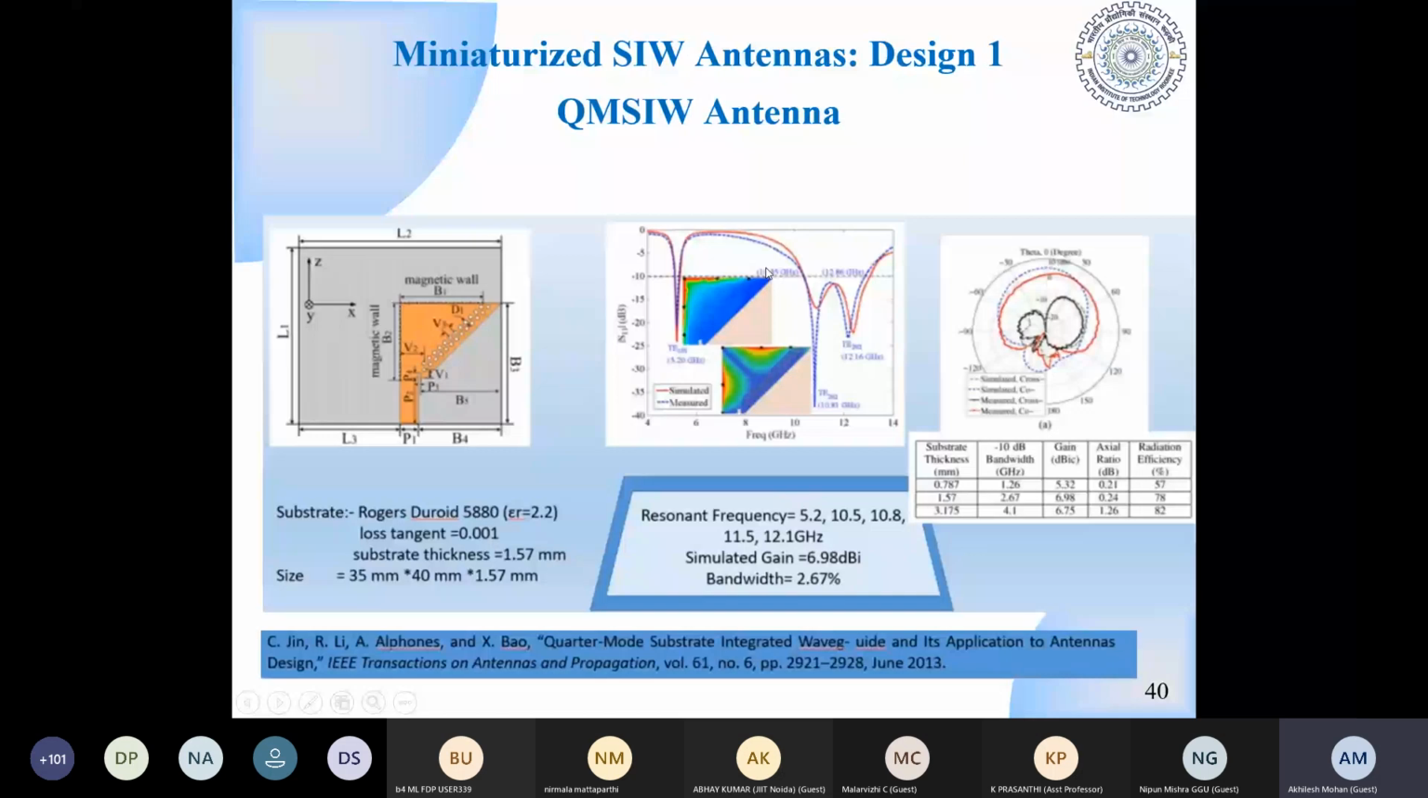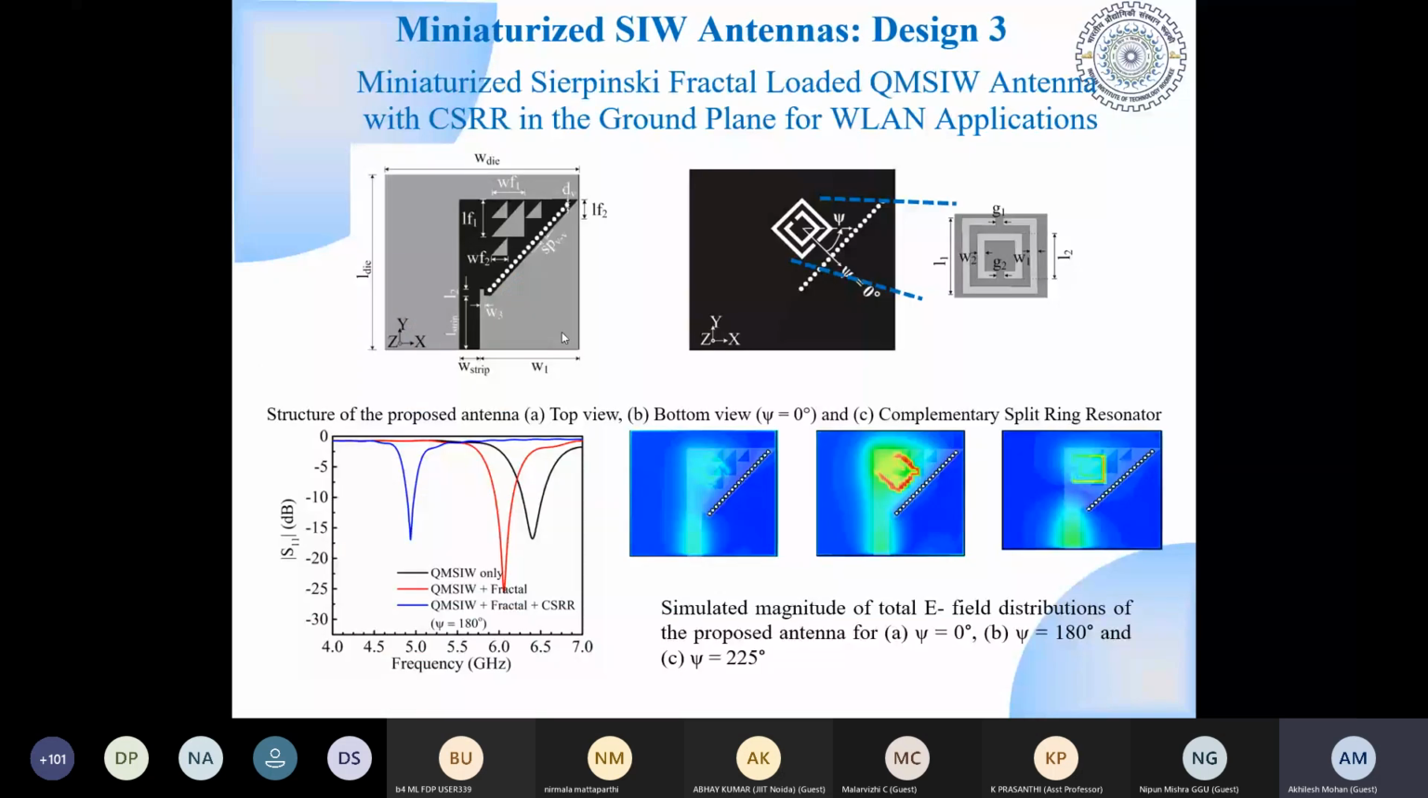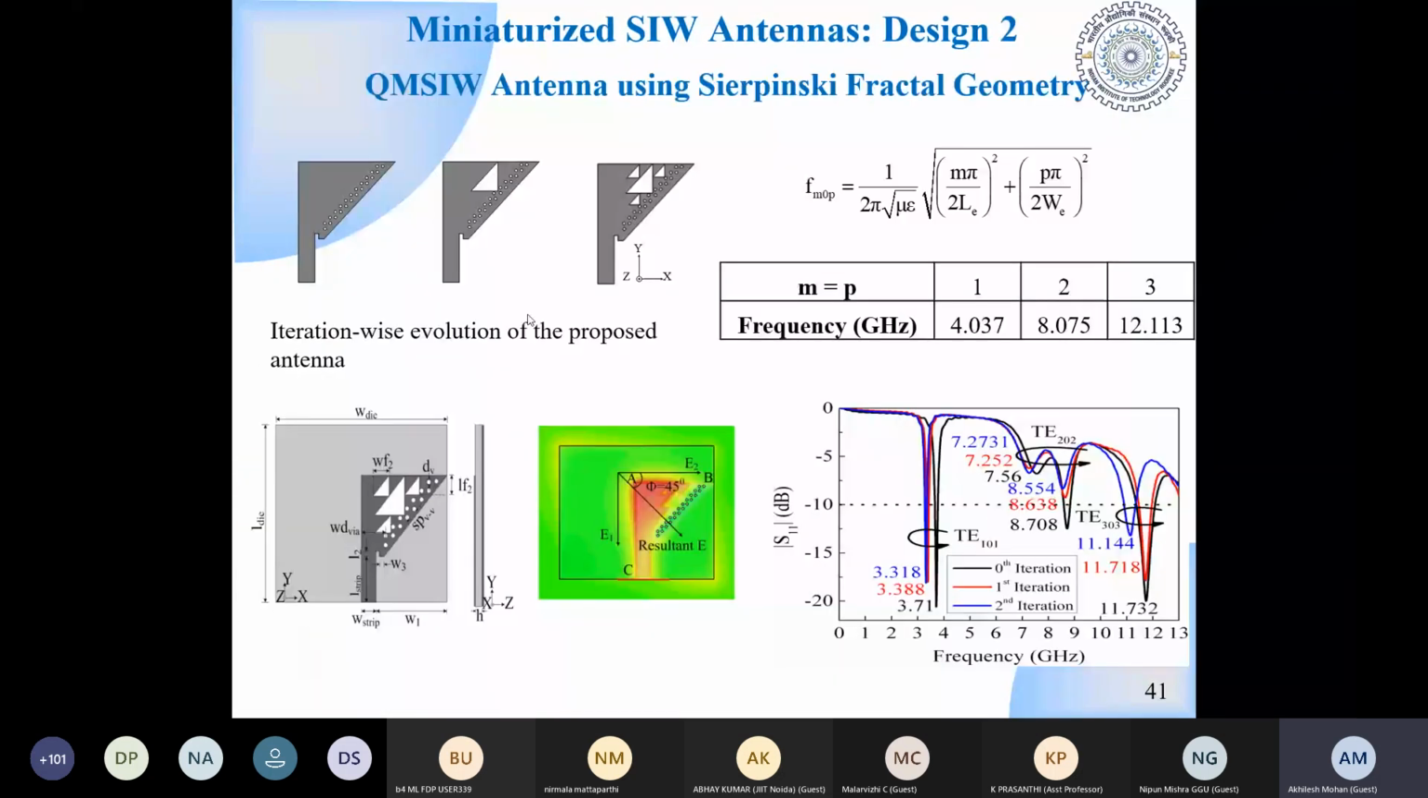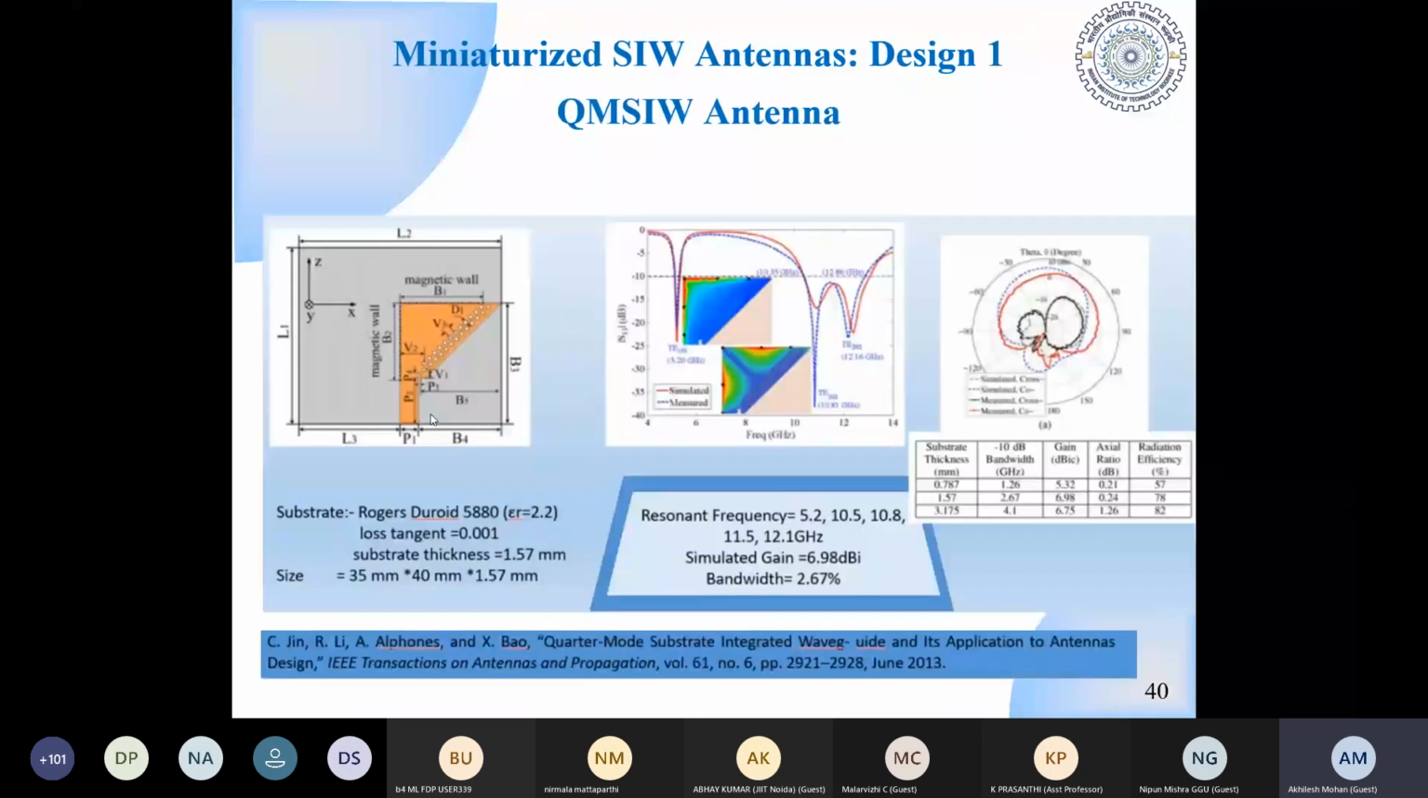Here we don't have any slot. Here the radiation of the antenna is from this wall, the magnetic wall. So it will have some radiation from this wall, that is B1 and B2. From these walls you will have radiation, and your antenna is likely to radiate. Because you have radiation from B1 and B2, the maximum radiation will be at 45 degrees from this B1 and B2.